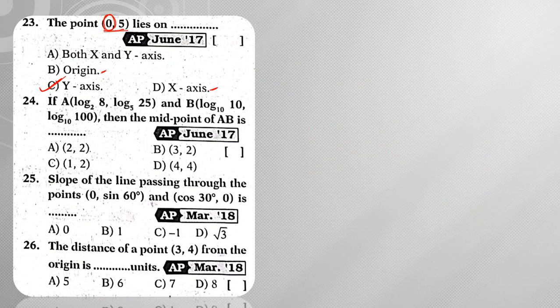Next, question number 24. A is the point log 8 to the base 2 and log 25 to the base 5, and B is the point log 10 to the base 10 and log 100 to the base 10. Then the midpoint of AB. So first of all we need to write down the value of A. So point A is nothing but log of 8, which is 2 cube, to the base 2, comma log of 5 square to the base 5. Now using the power rule, this can be written as 3 and this can be written as 2.